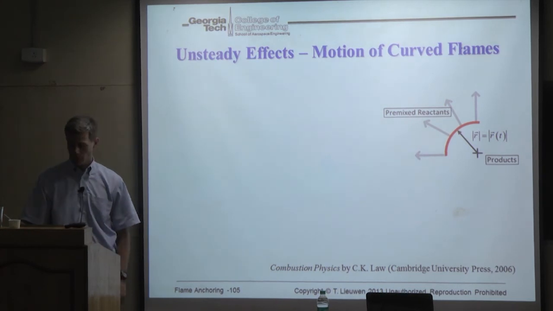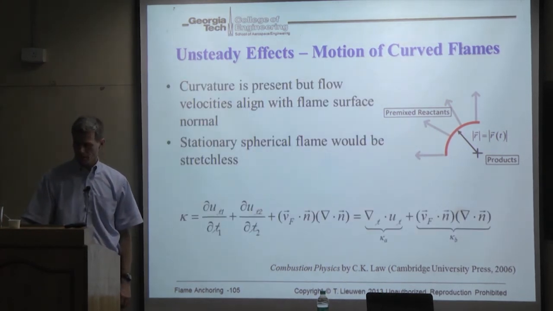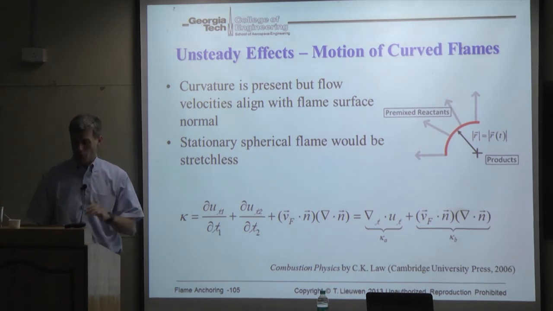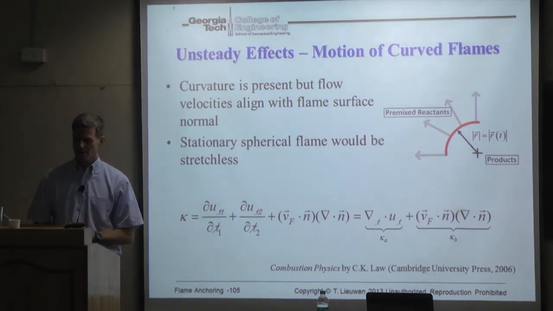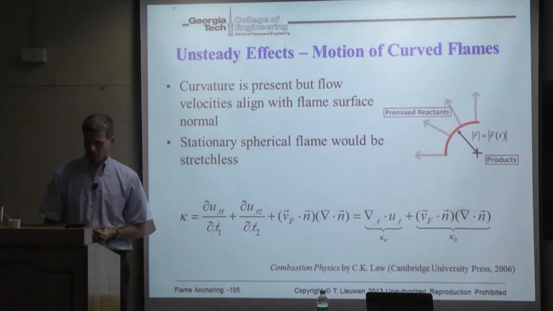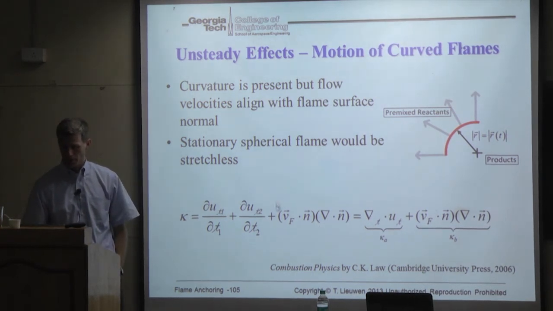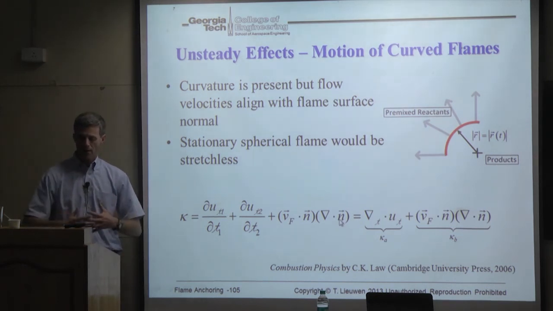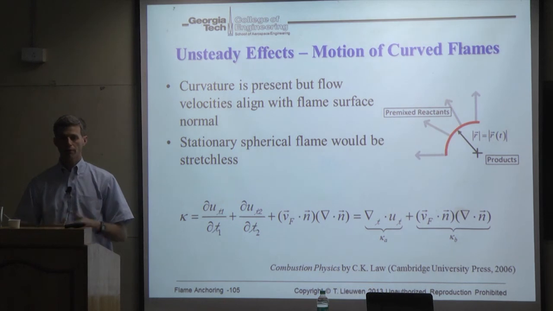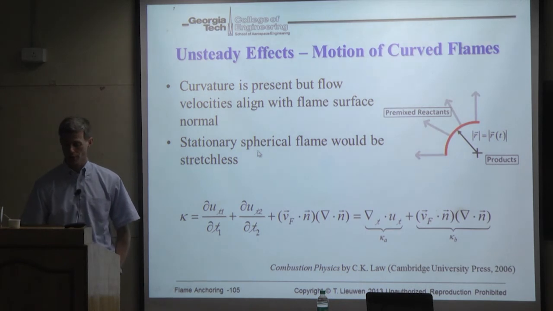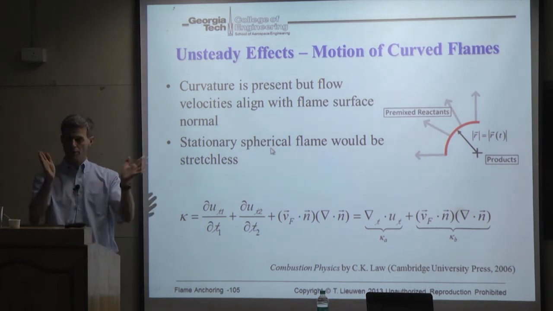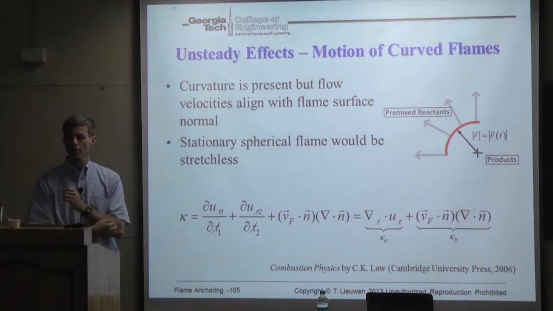All right, this goes to a question that somebody just asked me. Let's just talk real quickly about that unsteady term, the motion of a curved flame, specifically this term right here. So if you have a flame that's moving normal to itself and it's curved, that causes flame stretch. But if you have a stationary spherical flame where the velocity vectors are normal to the flame everywhere, that flame is unstretched. That was the question somebody just asked me.